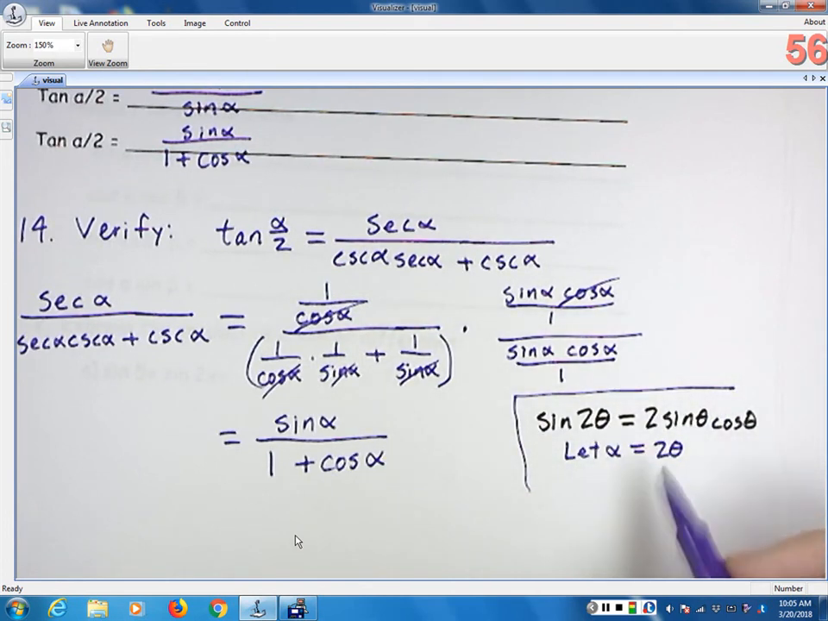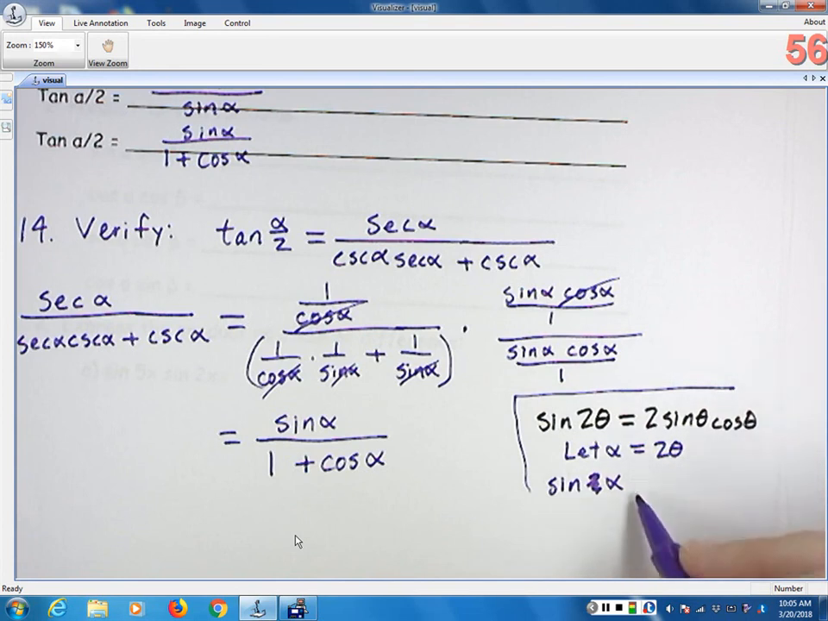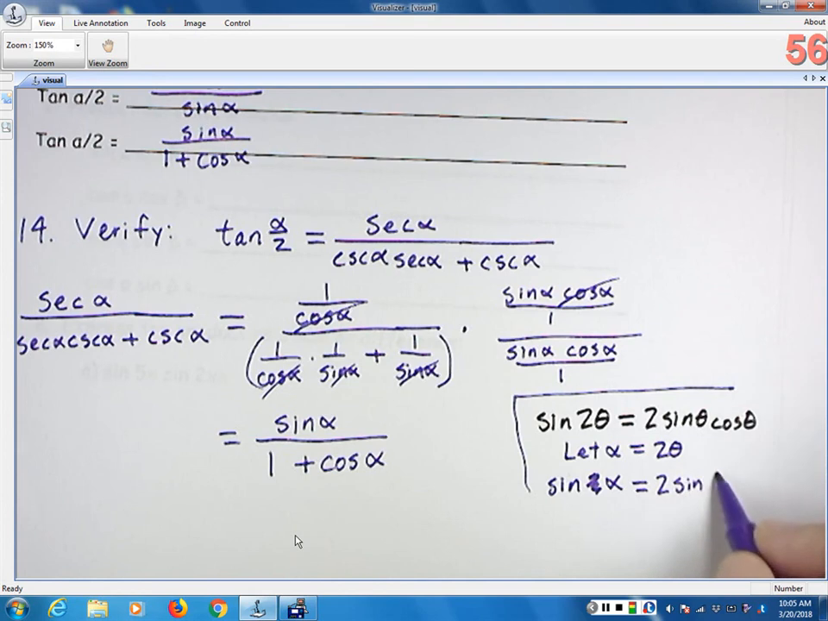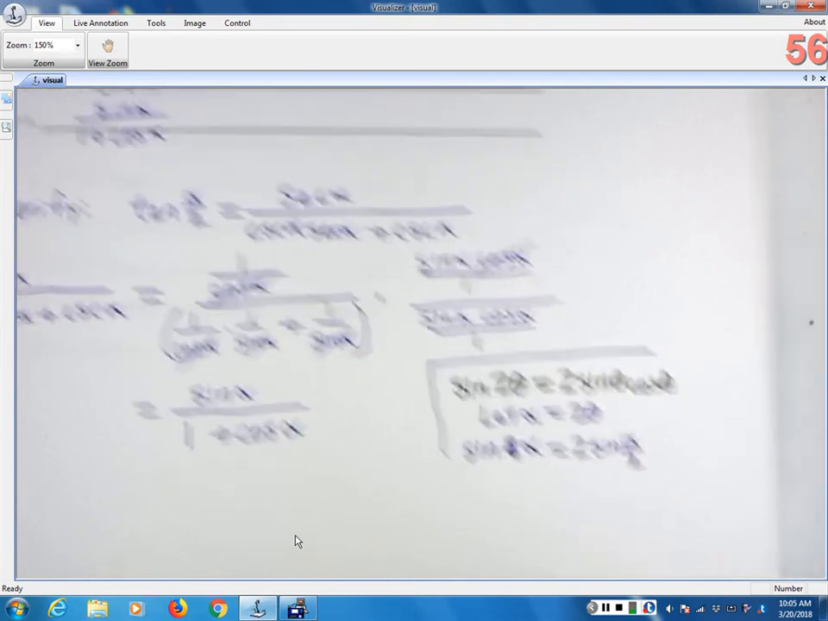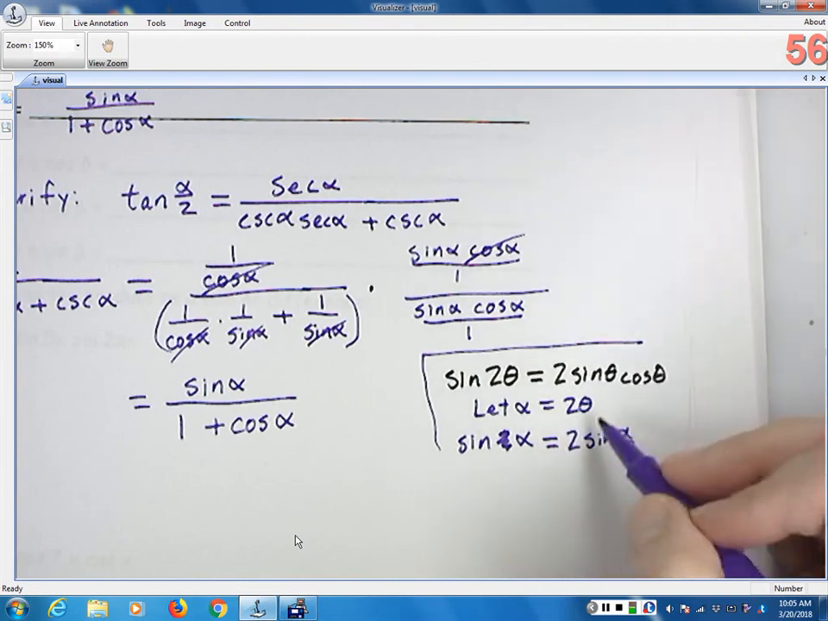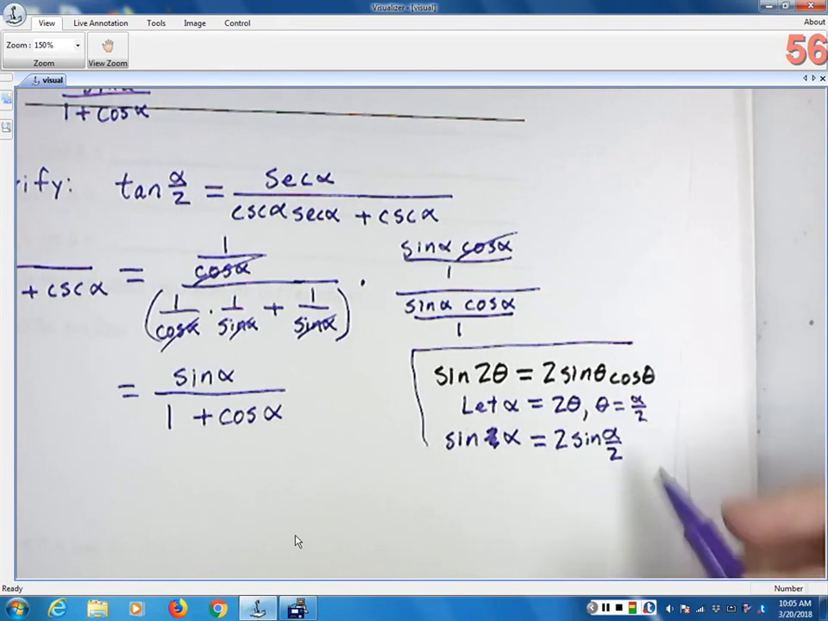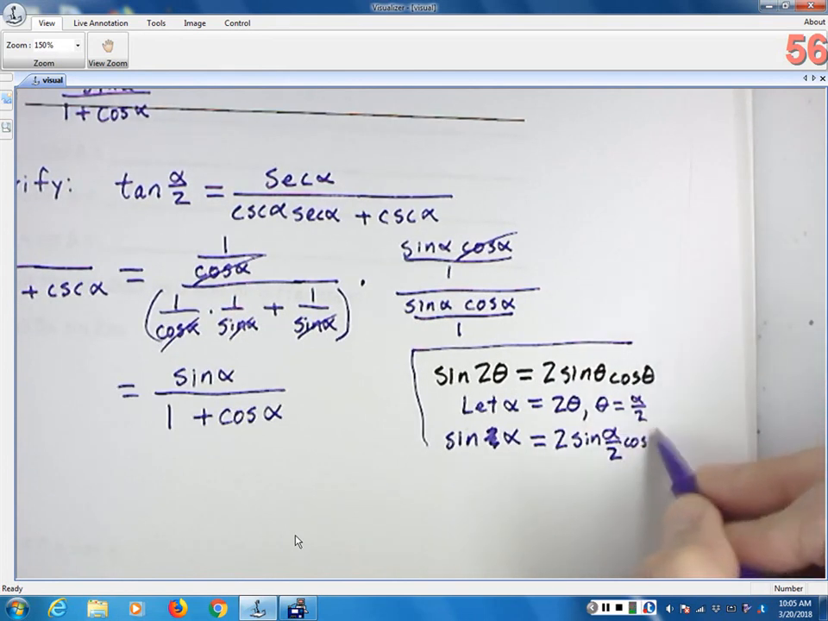If alpha is 2 theta, then we have sine of alpha equals 2 sine alpha over 2 cosine alpha over 2. If alpha is 2 theta, then divide by 2, theta equals alpha over 2.